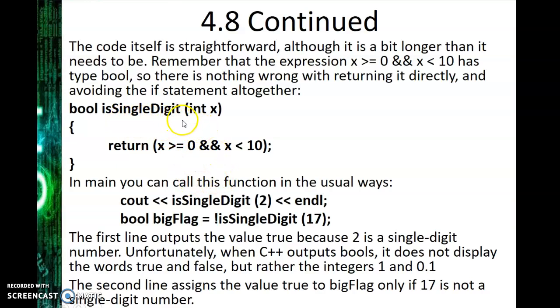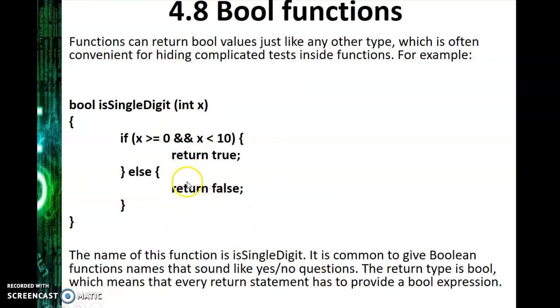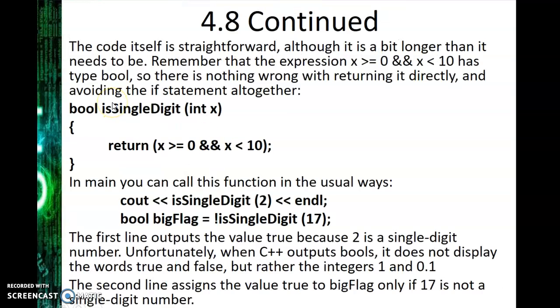Another way you could do that Boolean function is, notice we have bool is single digit int x, and we just return whatever this evaluates to. We don't really need an if else. x is greater than or equal to 0 and x is less than 10. If this evaluates to be true, this will return true. If this evaluates to be false, this returns false. It's no different than the one on the last slide, except we had two return statements, and all we did was condense this down and put this over here.